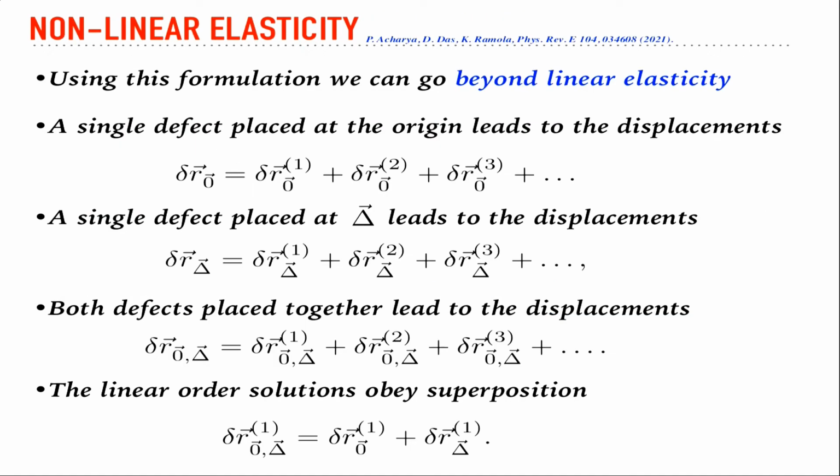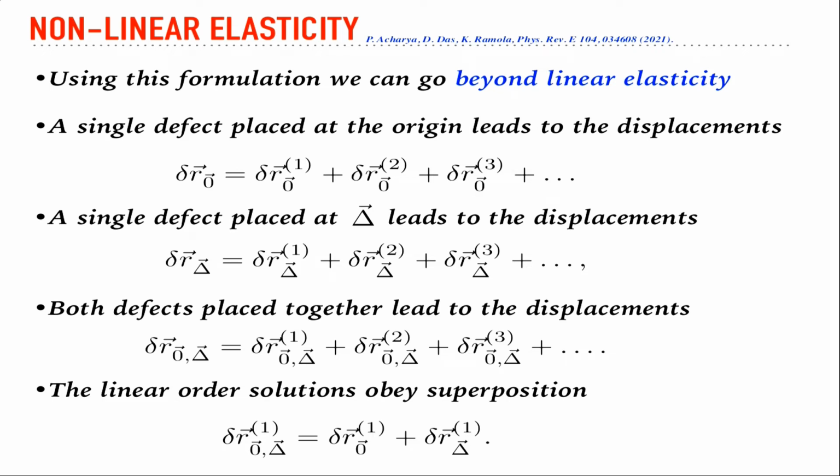So what do they look like? How do you extract a nonlinear correction? Well, let's say you want to understand what the second order corrections in this theory are. You can place a single defect at the origin, which leads to the following displacement field. Here, 0 represents the position of the defect. The delta R are the displacement fields created by this defect at 0. And so there's a delta R at order 1, delta R at order 2, and so on and so forth. A single defect placed at the position delta would also lead to some displacement fields at every order. Both defects placed together in the system would also lead to some expansion.